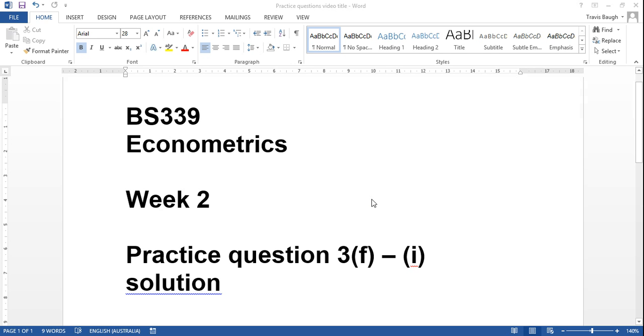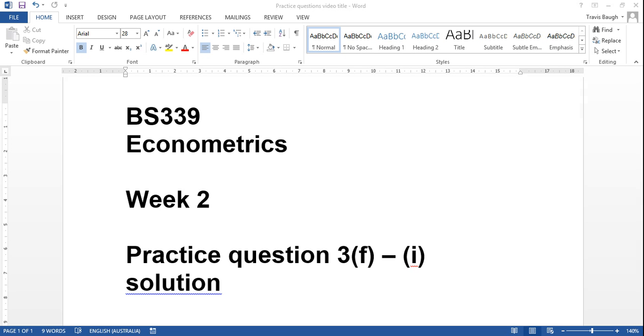This is a bonus third segment to the answer to practice question 3 from week 2. I'm partway through answering question 3F. In the previous segment, we saw a little simulation where I was taking samples out of a known population and then calculating the sample mean. And we saw how that sample mean calculation varied depending on which particular values I'd sampled.